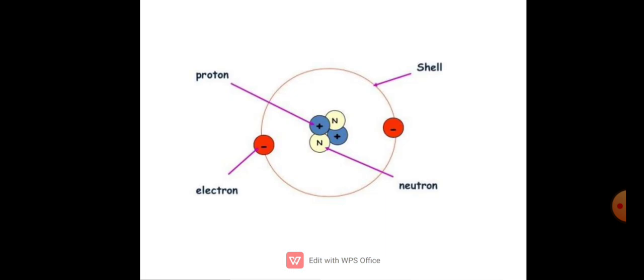Now you can see on your screen that the structure of the atom consists of the positive portion, protons and neutrons, present in the nucleus of an atom, and electrons, shown in red, which revolve around the nucleus. The path along which electrons revolve around the nucleus is called a shell, orbit or energy level.